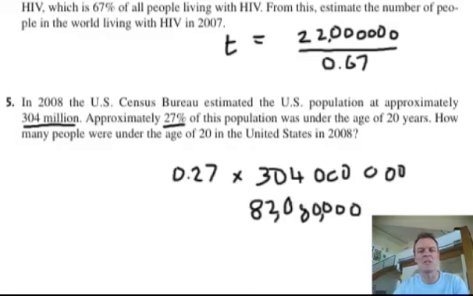So 82,080,000. Around about 82 million people in the US are under 20 years of age. That's actually easy to do within question 4. Remember, just think of sales tax. Do a sales tax problem.